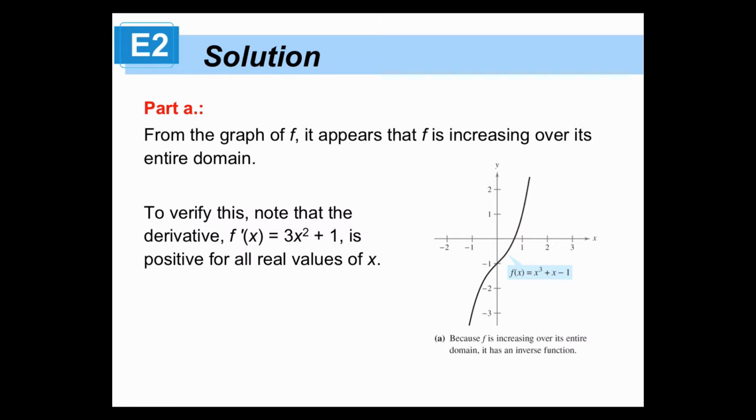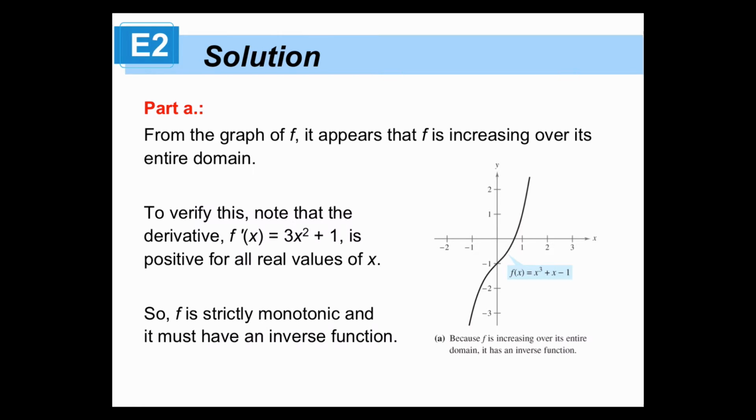It's positive for all x values. Which means, if it's always positive, well, you tell me. If the derivative is always positive, what do you know about the function? Increasing. It's always increasing, therefore strictly monotonic, and therefore it has an inverse function. Okay?